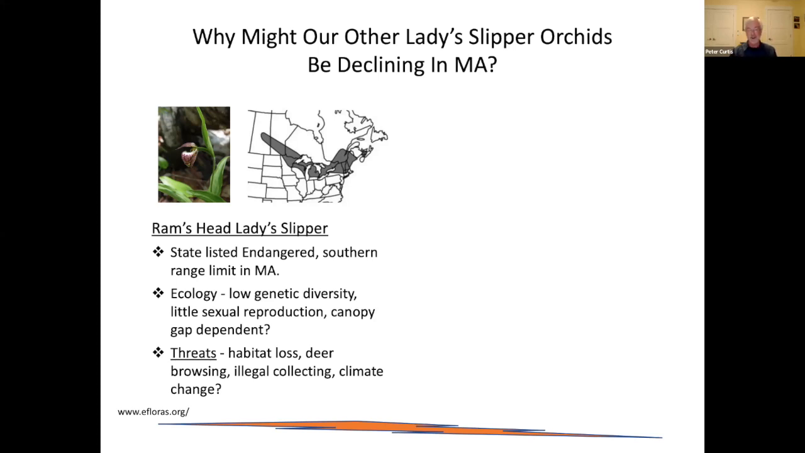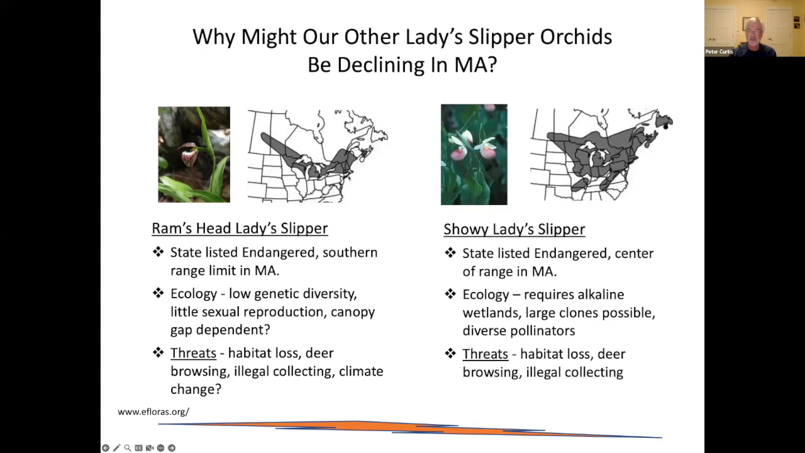The threats that have been identified by the Massachusetts Fish and Wildlife, at least, primarily target habitat loss, these particular kinds of gaps. Deer browse. Deer heavily browse most of these orchids. Unfortunately, illegal collecting of orchids is a persistent problem. If people find out where these are, they think they can transplant them, which is almost always unsuccessful. The plants just die. And then for this species, we can also look at climate change. We're clearly at the southern part of its range distribution here. And so that may also be playing a factor.